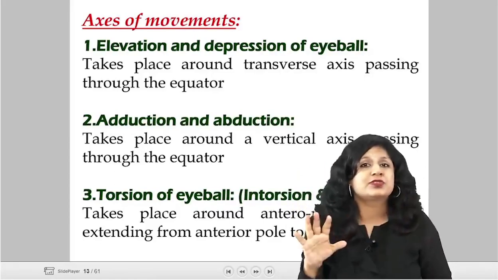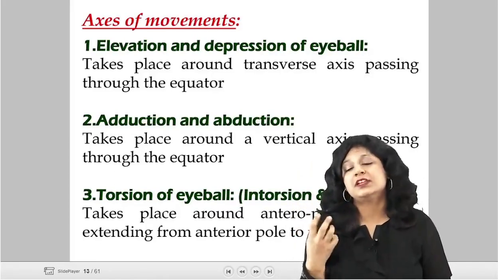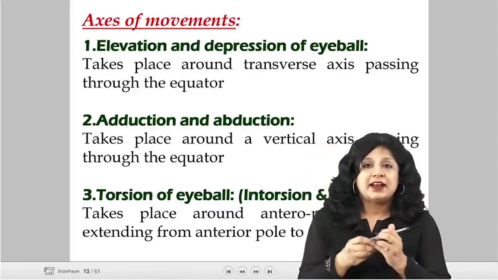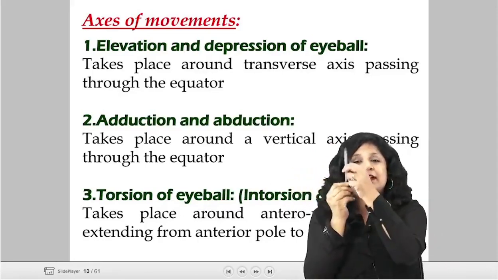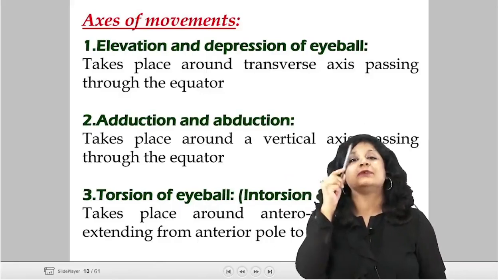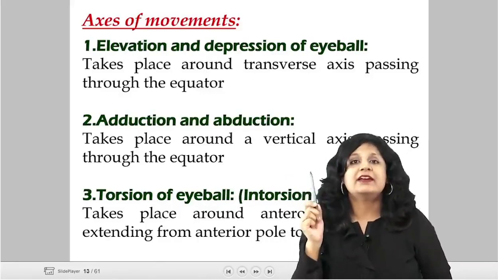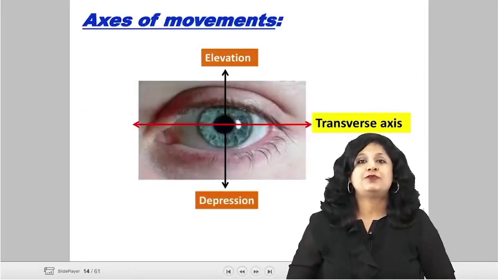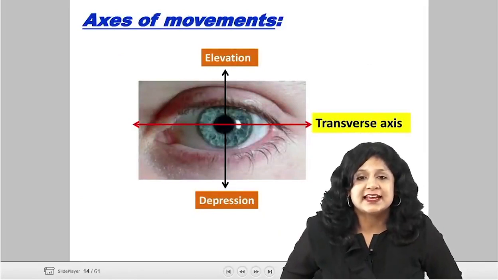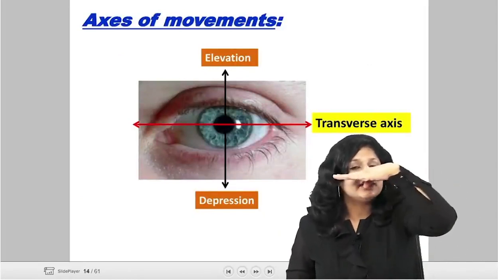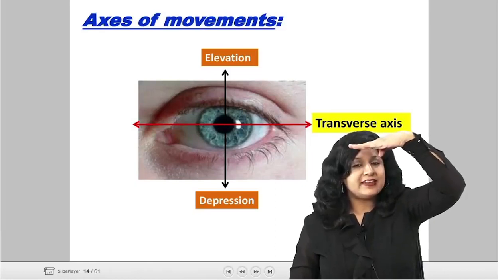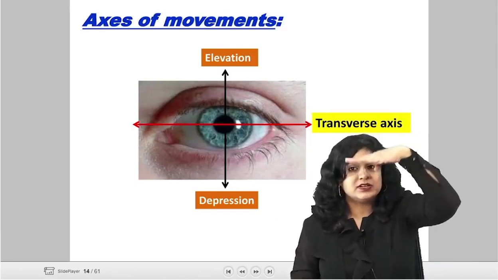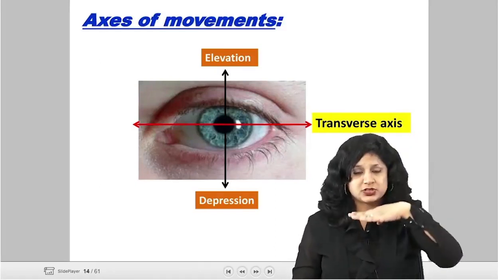So don't get confused. When I am talking about the uniocular movements in one eye, it can be around the transverse axis, it can be around the vertical axis, or it can be around the antero-posterior axis. Alright. See this. Now first we were talking about the transverse axis. Can you see? This is our transverse axis and the movements will be elevation and depression, movements in the vertical plane.